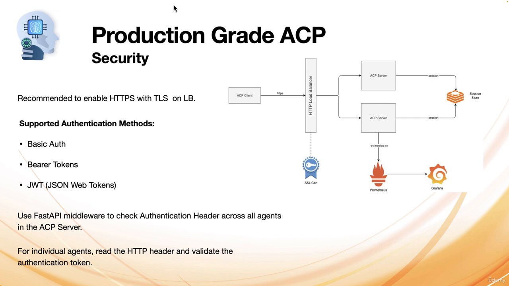If you use the ACP SDK of Python, you should know that ACP servers are built upon the FastAPI framework, and therefore you can use the FastAPI middleware to check the authentication header across all agents in the ACP server. However, as you know, an ACP server may have more than one agent in it. And again, if for any reason you have different agents that require different forms of authentication, you can implement different authentication mechanisms within every single agent. And you normally do that by reading the HTTP header of the context and checking for the appropriate token. Let's go to Visual Studio and see how this happens.